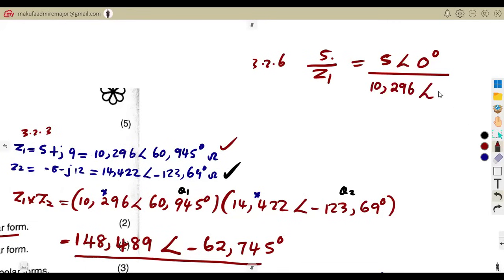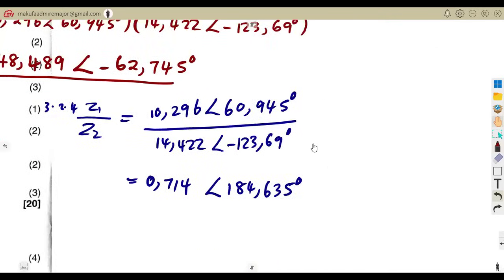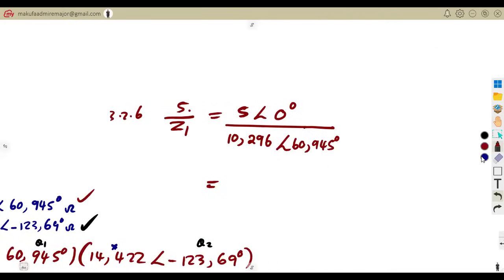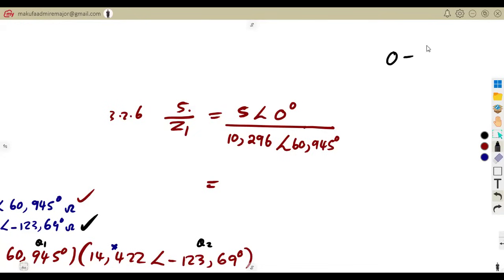Z1 was 10.296 at an angle of 60.945. Remember our concept of division as we used it before. Divide your R1 and R2 together, these two. For the angles, you subtract: theta 1 minus theta 2, 0 minus 60.945 for the angle. But these, you divide as they are.